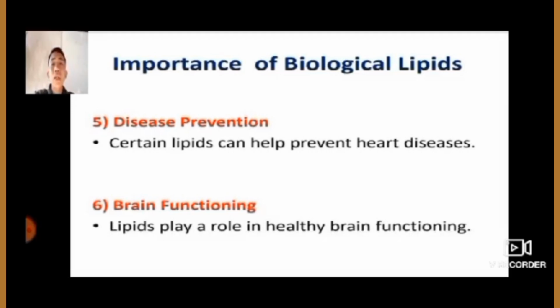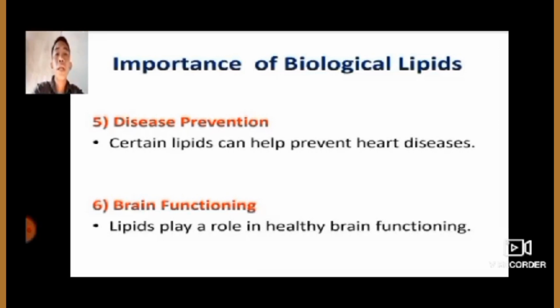Then the next importance of biological lipids is brain functioning. Lipids play a role in healthy brain functioning. My explanation is that lipids are essential components of cell membranes in the brain and help the transmission of nerve impulses.